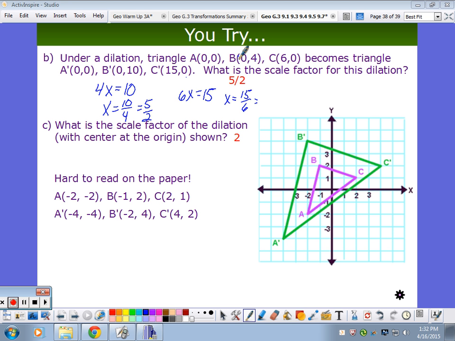Yeah, 15 over 6, because 6 times what is 15? So 15, I divide by 3, and I get 5/2. So whichever point you use, the 4, how did I get to a 10? Or the 6, how did I get to a 15? That's how you figure out scale factor. This guy, same kind of thing. If you just pick 2 points here, what's the scale factor? These are all the points. So -2 went to -4. -1 went to -2. 2 went to 4. What did I multiply by? 2. So your K is 2. Alrighty.